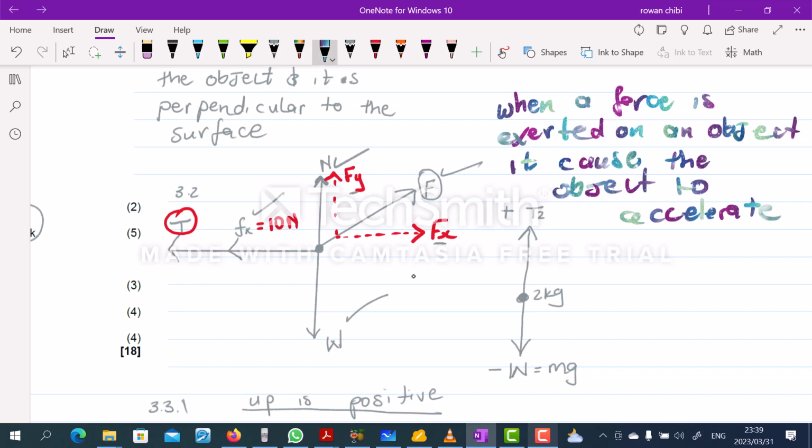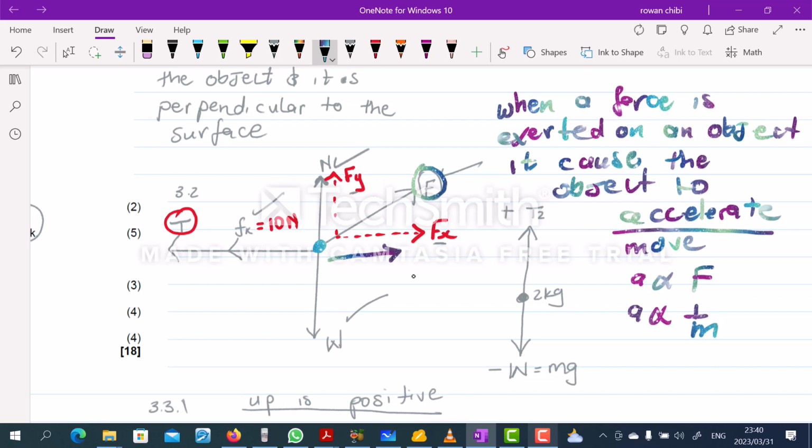So it causes the object to accelerate. To accelerate means to move. So that is the first part of Newton's second law, and we know this acceleration is directly proportional to the force, but it is inversely proportional to the mass. Now I want us to look at the first part of the law, that when you apply a force, this is a force that is applied on the object, and it causes this object to move in this direction.